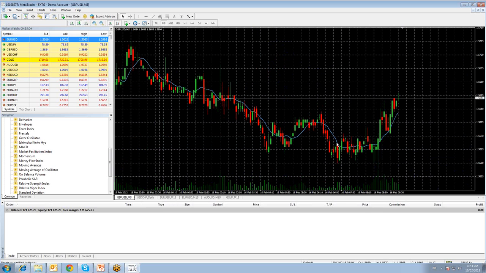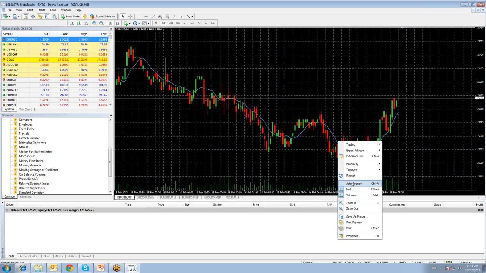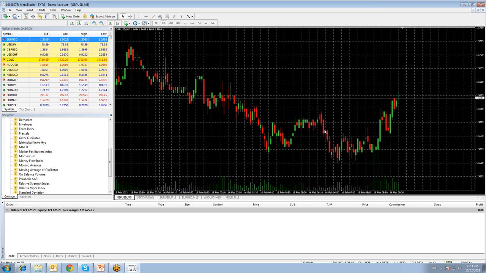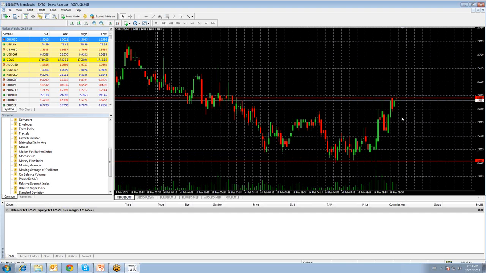Let me remove these indicators. I'll draw up a quick support and resistance lines on this, so we can see that there is a resistance here. We can see a support line here.